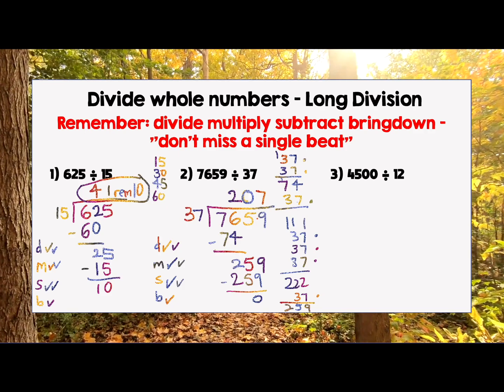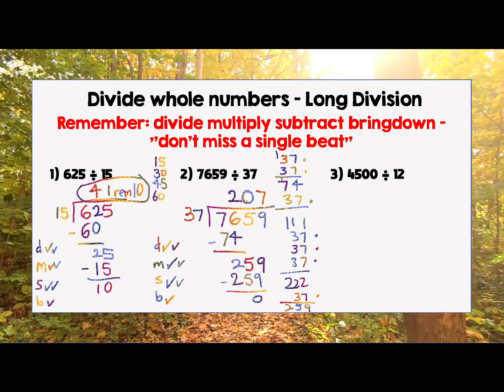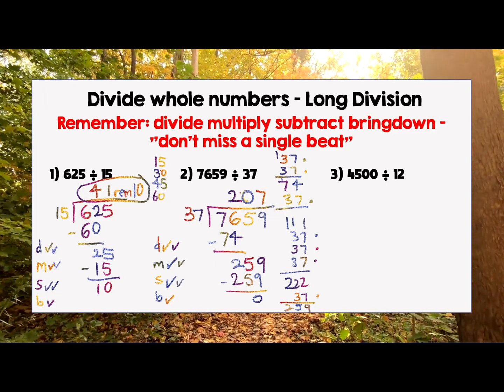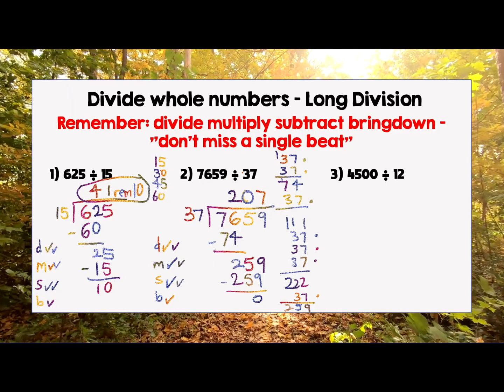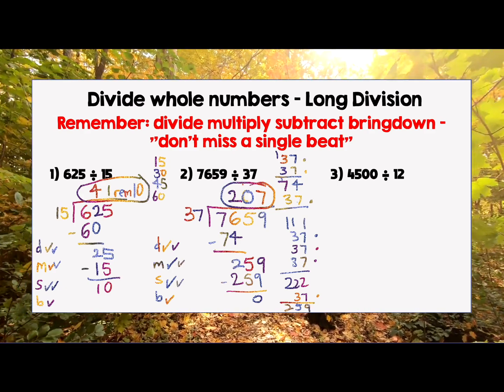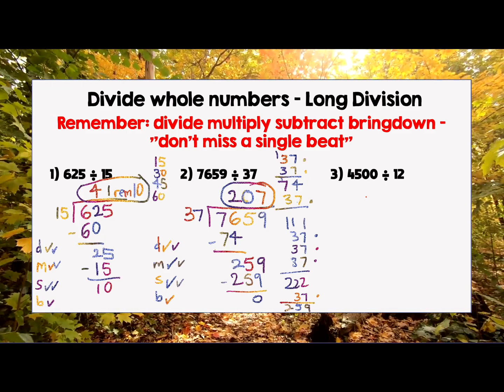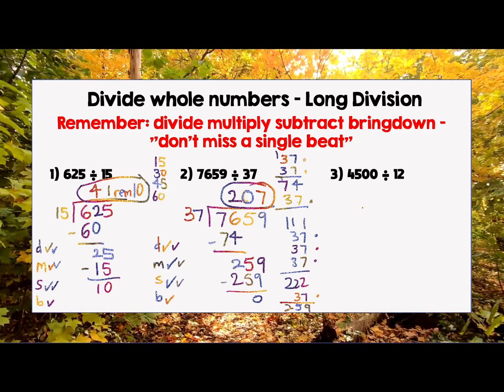And we don't need to go and bring another number down because we have no more numbers and there is no more remainder as well. So our answer to 7,659 divided by 37 is 207. And in our last example, we have 4,500 divided by 12. So we'll do the same thing.